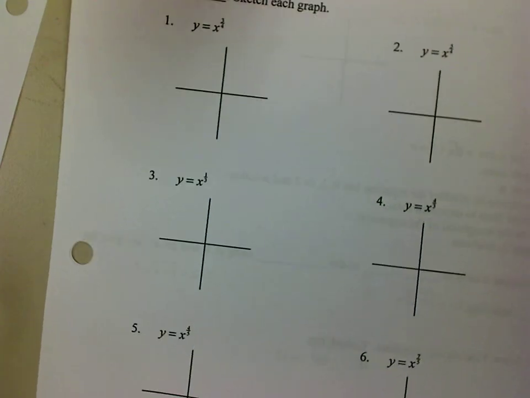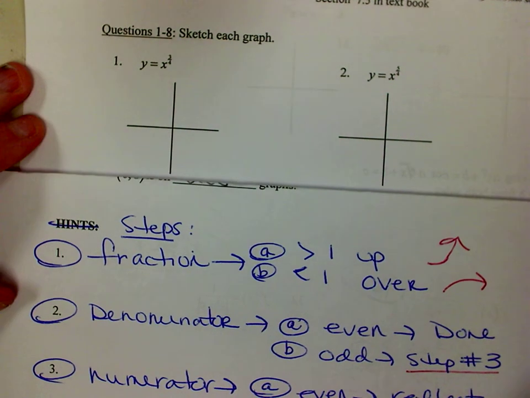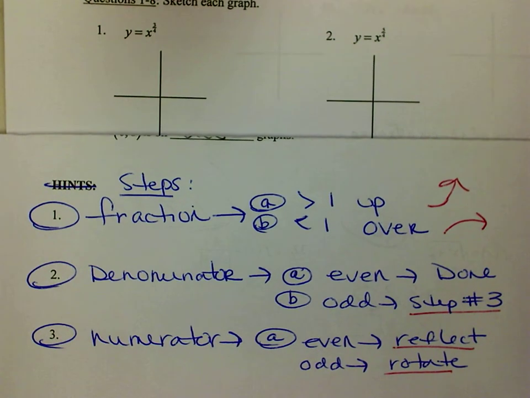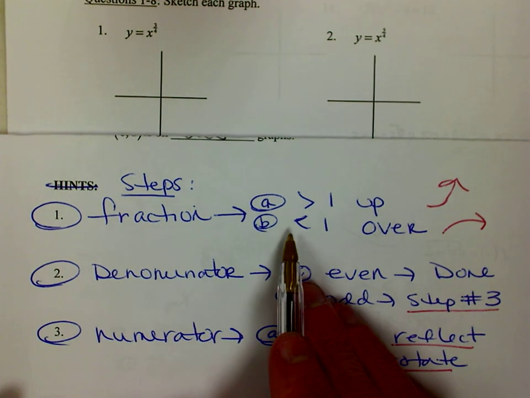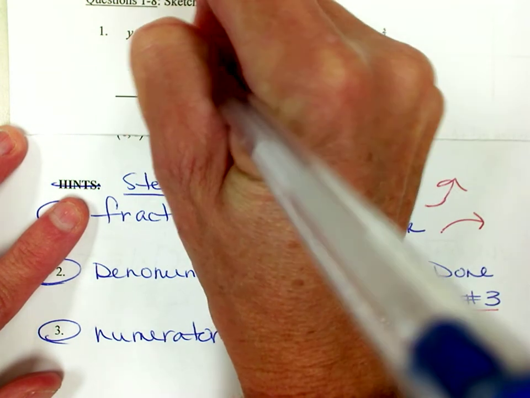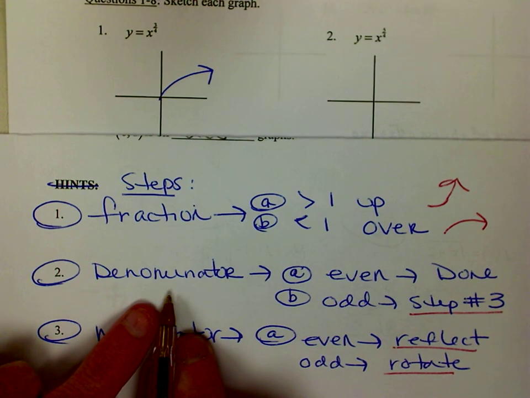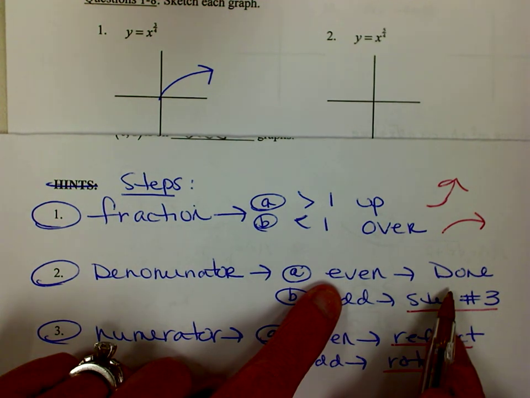Okay, so first we're going to sketch a graph. So on the first one, my exponent is 3/4. So I have to go back and look at my steps here. Okay, so my fraction is less than 1. So I'm going to go over in the first quadrant. Now look at the denominator. The denominator is even, so I'm done with my graph. So that's all for number 1.